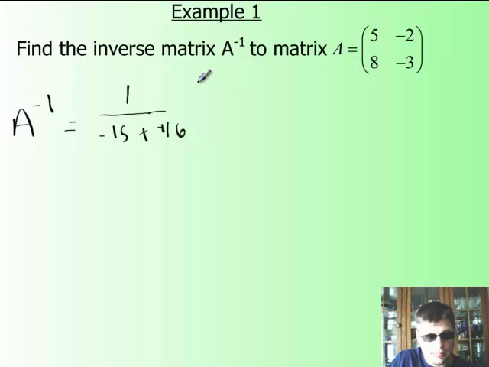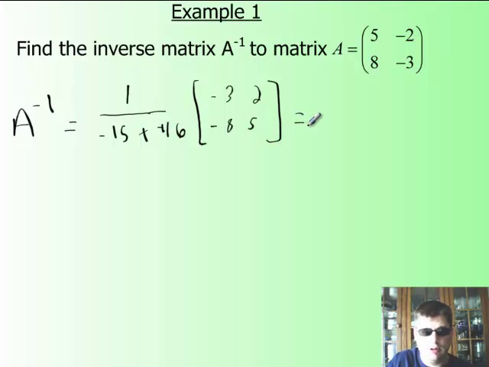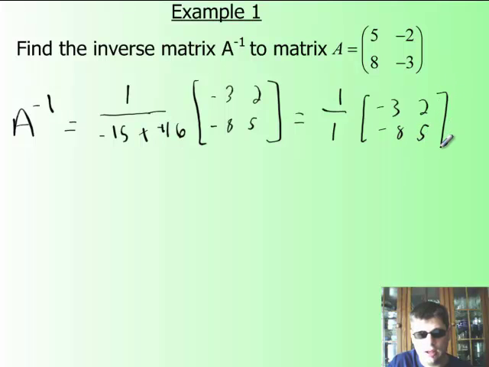We're going to multiply with our modified matrix, so we're flipping A and D, so negative 3 here, 5 there, and changing the signs here. That becomes negative 8, and B becomes positive 2. Okay, let's go ahead and simplify this. This becomes 1 over 1, so just 1, and negative 3, 2, negative 8, and 5. And lo and behold, we have our inverse matrix.